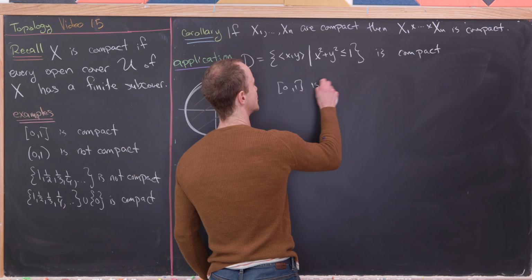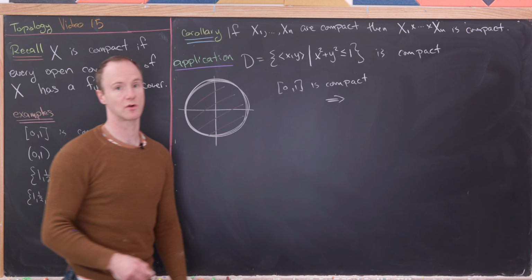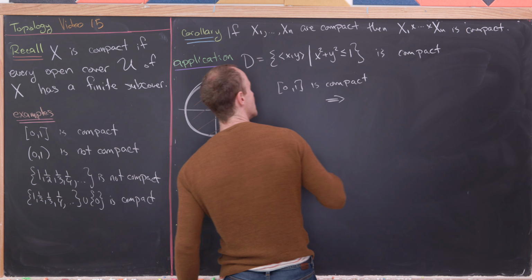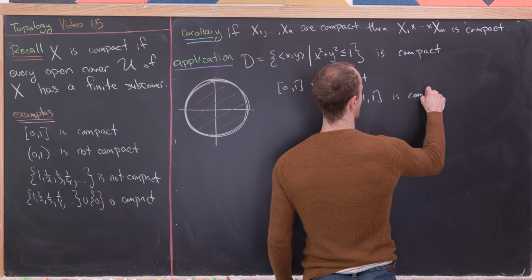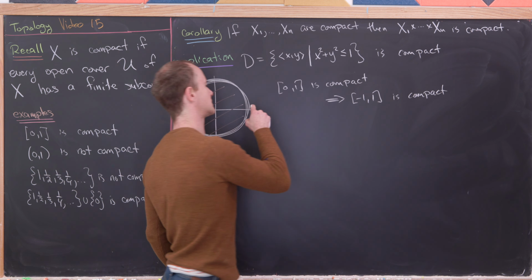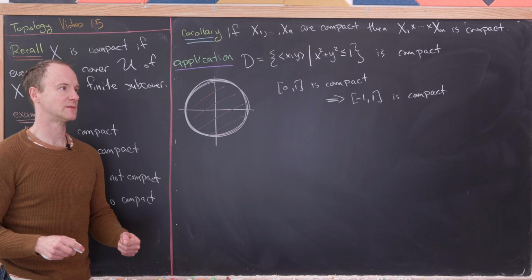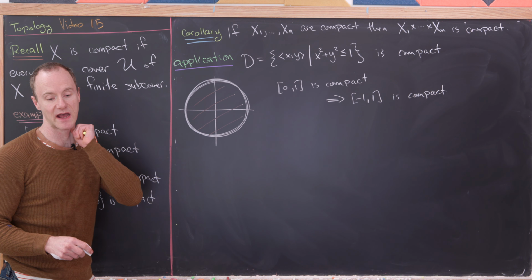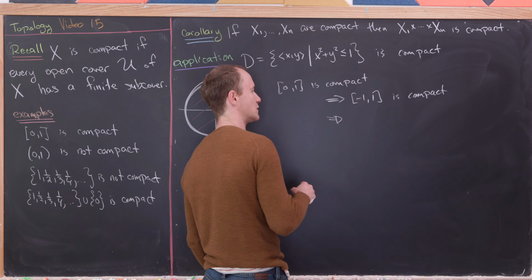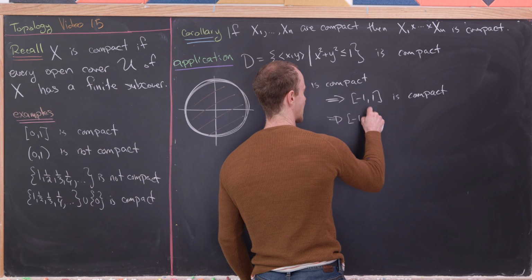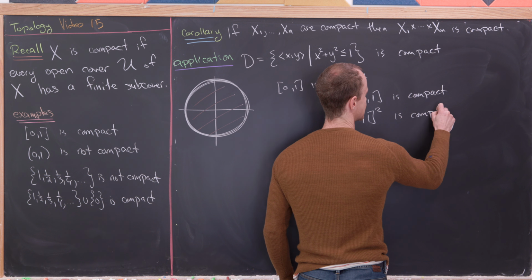So previously we showed that the closed interval from 0 to 1 is compact. But then that means the closed interval from -1 to 1 is also compact. And that's because that's homeomorphic to the closed interval from 0 to 1. In fact, any closed interval a to b is compact with the same argument. But that means if you take the product of -1 to 1 with itself, you get something that's compact. So that might be [-1, 1] squared is compact.